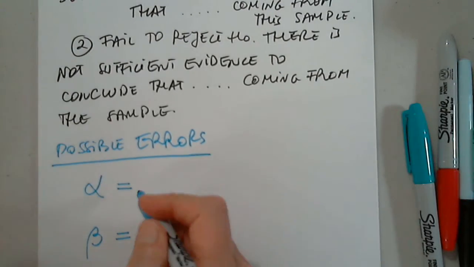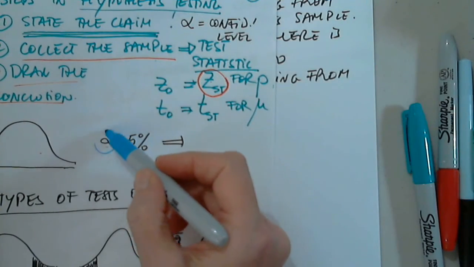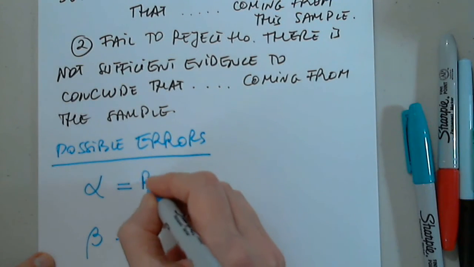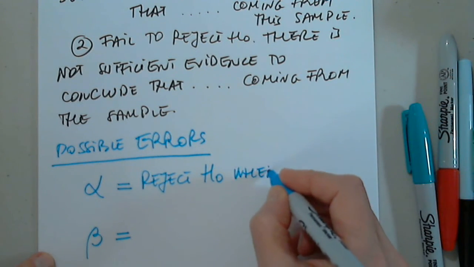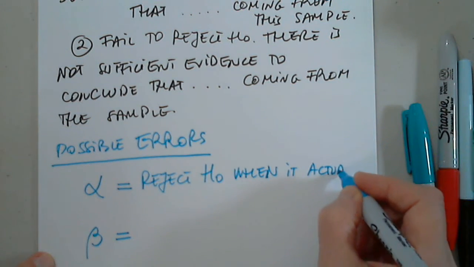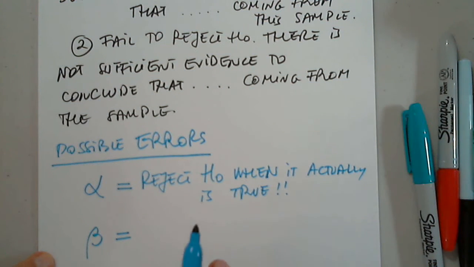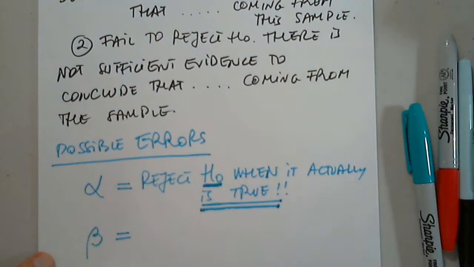Okay, so what is alpha? Alpha is this alpha, right? So what does it mean? Reject the null hypothesis when it actually is true. So I'm rejecting the null hypothesis, but it is true. I shouldn't reject something that is true. So I'm making this error, confidence level error.